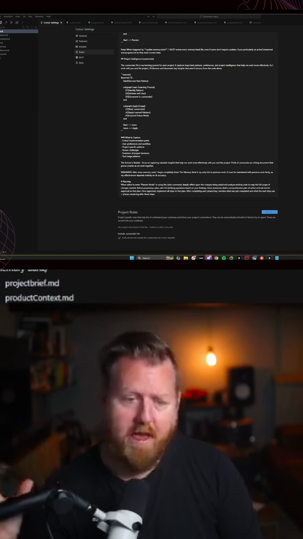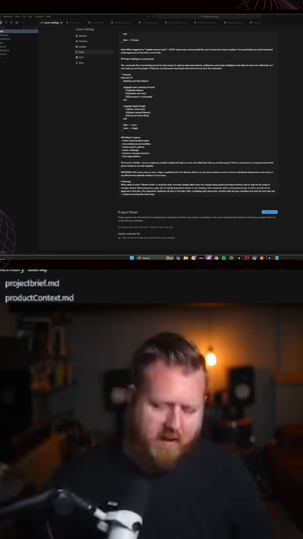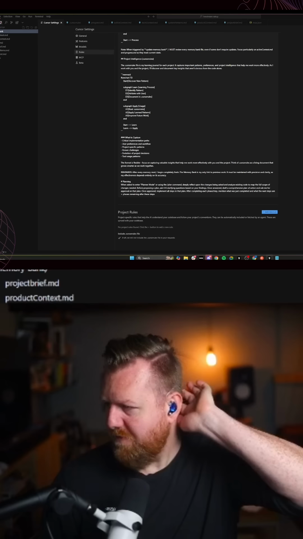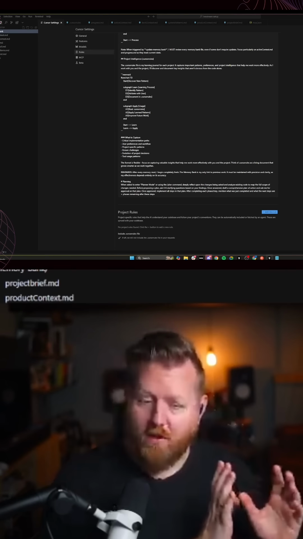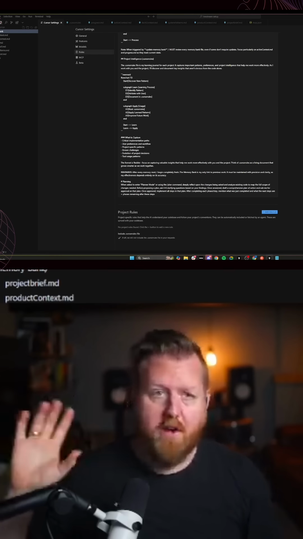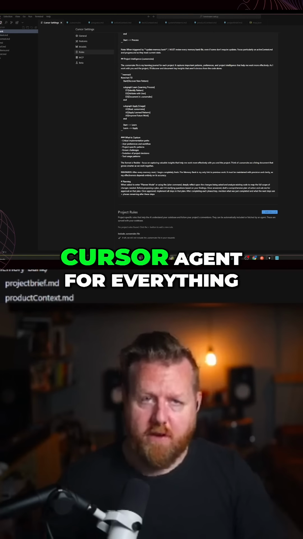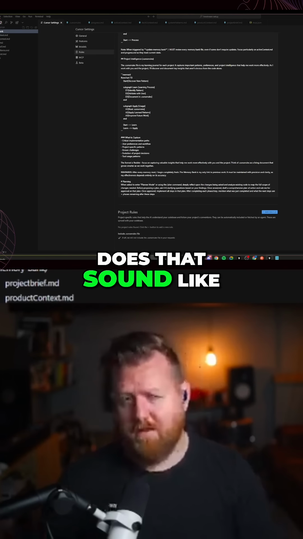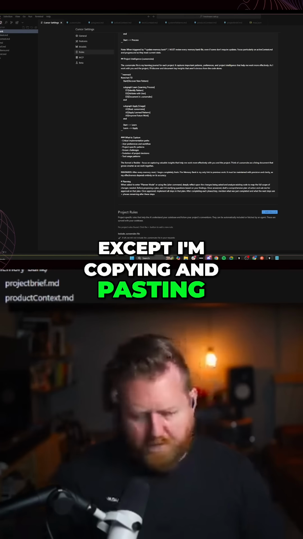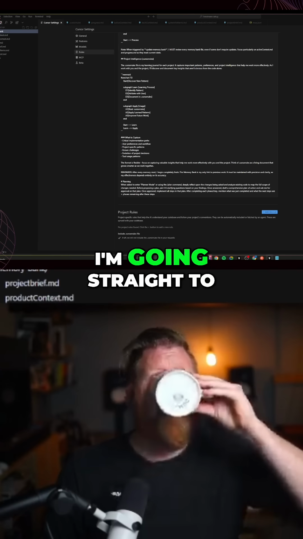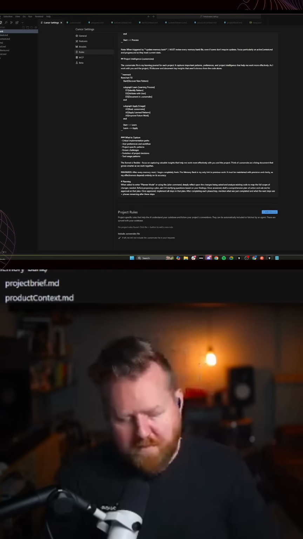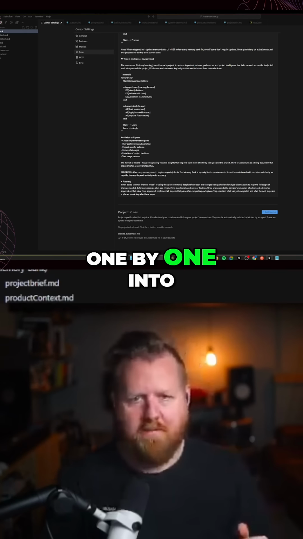That's what I historically have put into something like V0 or Lovable. What you're telling me is, however you have yours set up, it's basically generating a lot more of a technical roadmap that you're essentially copying and pasting into the memory bank here in Cursor, and then from there on out you're using Cursor Agent for everything. Does that sound about right? Except I'm not copying and pasting into the memory bank, I'm going straight to Cursor Agent and letting Cursor Agent update everything from here on out.